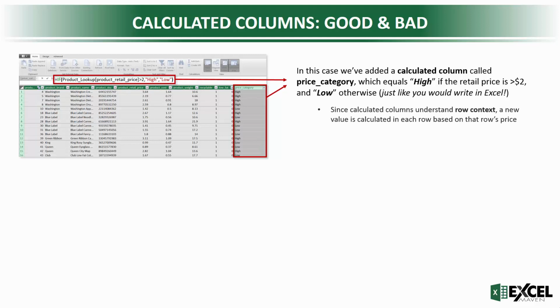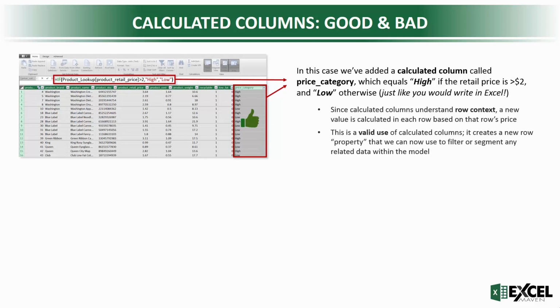So in this case, we've created a new calculated column called price category using a simple if statement. So that price category field evaluates to high if the retail price is greater than 2 and low otherwise. Again, this is just like you'd write it in Excel. And because the calculated columns understand the rows that they live in, a new value is calculated in each row based on that particular row's price. So this is a valid use of calculated columns.